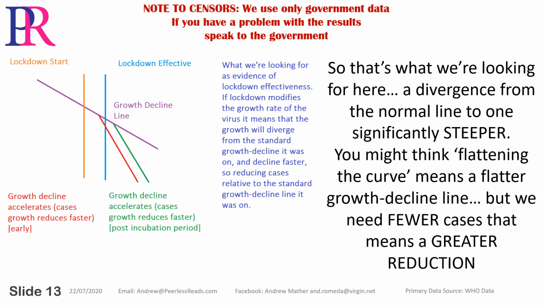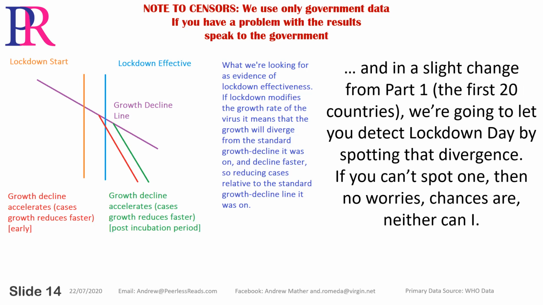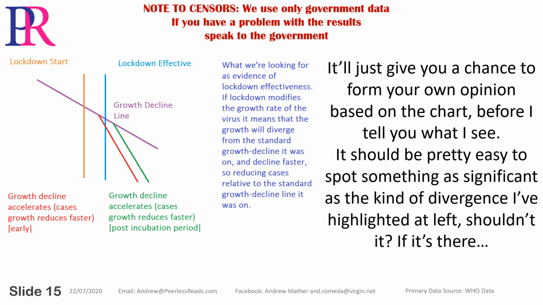You might think flattening the curve means a flatter growth decline line, but we need fewer cases, and that means a greater reduction. And in a slight change from part 1, the first 20 countries, we're going to let you detect lockdown day by spotting that divergence. If you can't spot one, then no worries, chances are neither can I. It'll just give you a chance to form your own opinion based on the chart before I tell you what I see. It should be pretty easy to spot something as significant as the kind of divergence I've highlighted at left, shouldn't it? If it's there.